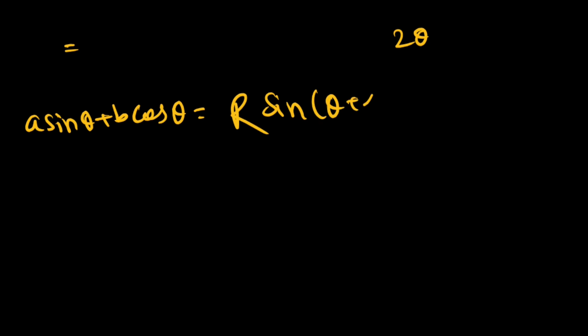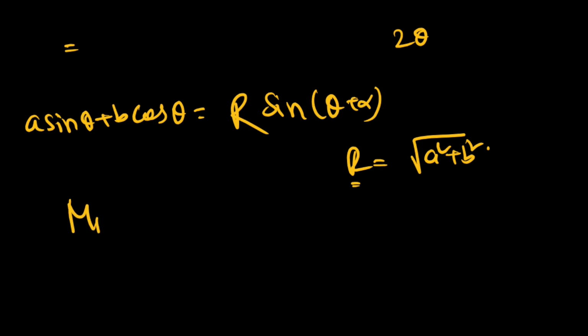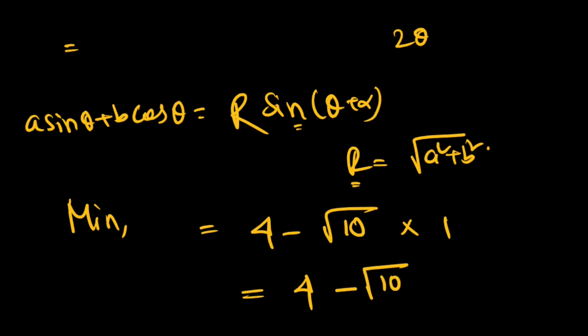Overall in this question, we just write our function in terms of 2 theta and use the technique that a sin theta plus b cos theta is written in the form r sin of theta plus alpha. Then we find the value of r. r is root under a square plus b square, that is the maximum value. In this way we find our minimum value of this function, 4 minus root under 10, by putting the maximum value of the sine function, that is 1. So our minimum value is 4 minus root under 10.